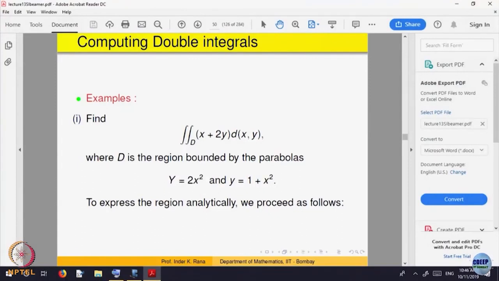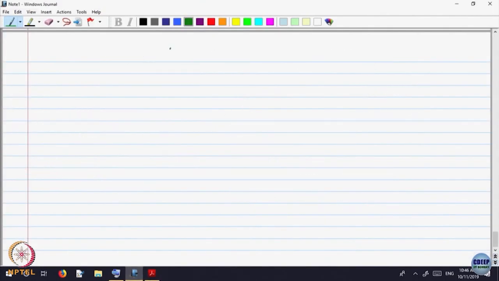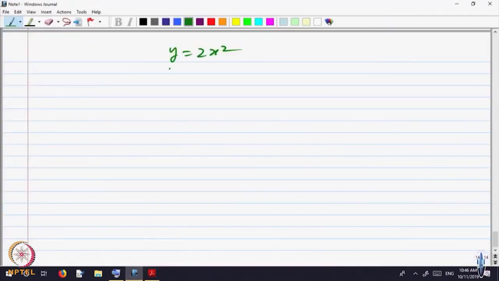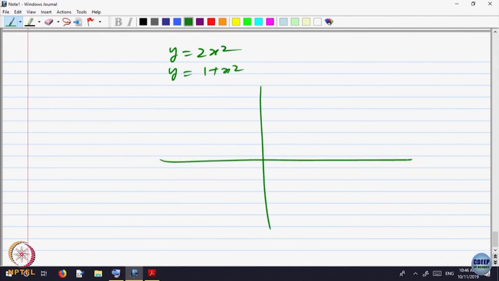Let us look at this, where D is the region bounded by the parabolas y equal to 2x square and y equal to 1 plus x square. Now your curve sketching of one variable will come in handy. What are these parabolas, and what is the meaning of saying the region bounded by the parabolas? One is y equal to 2x square, and the other is y equal to 1 plus x square. y equal to 2x square is our standard parabola y equal to x square, just two times.